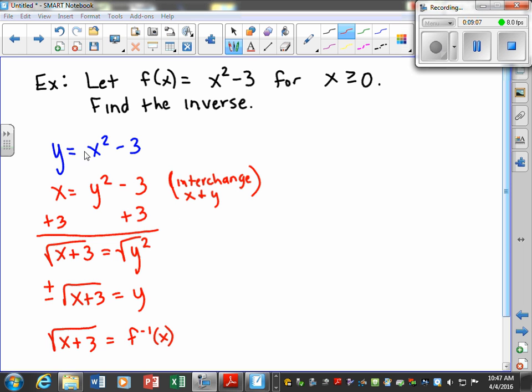Okay, so we rewrite it as y equals, then we're going to interchange our x and y variables, and solve this for y. Now when we get to this y squared, we take the square root of both sides. Don't forget that you get plus or minus the square root of x plus 3. And then last step, rewrite this as f inverse of x. Now we only keep the positive one. Since x is a non-negative value, we reject the negative portion of it, because this right here says x is greater than or equal to 0. We want the positive x value, so because of that condition, we reject the negative value.